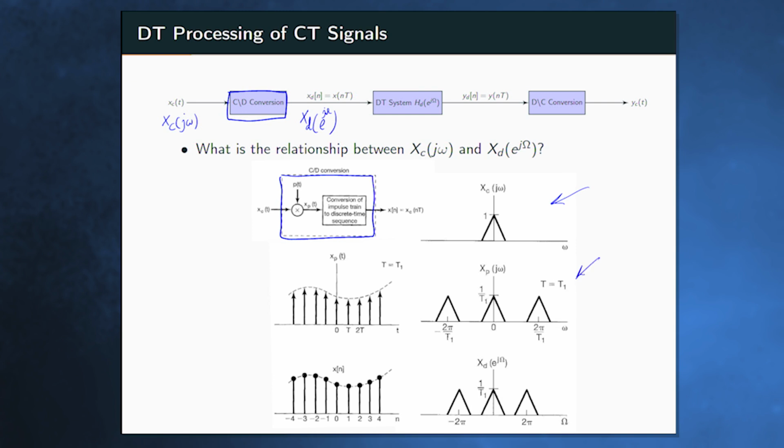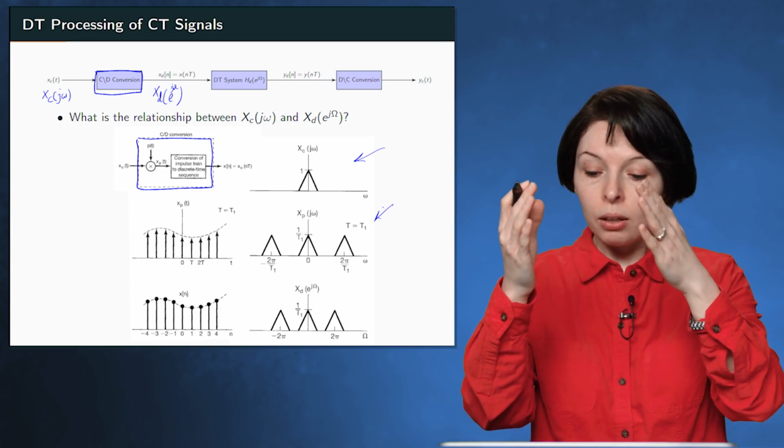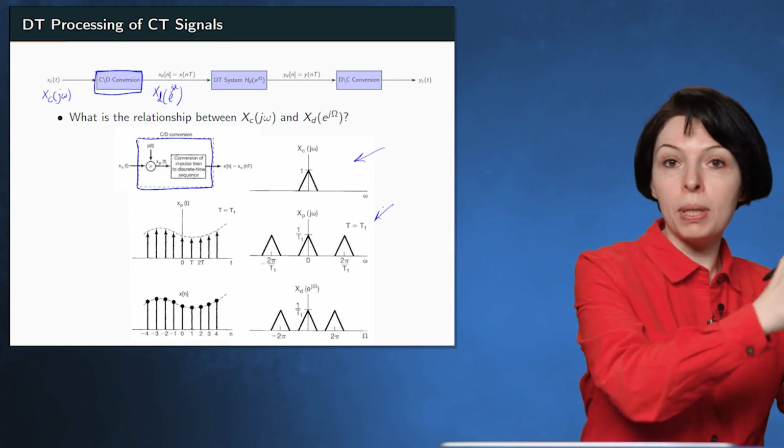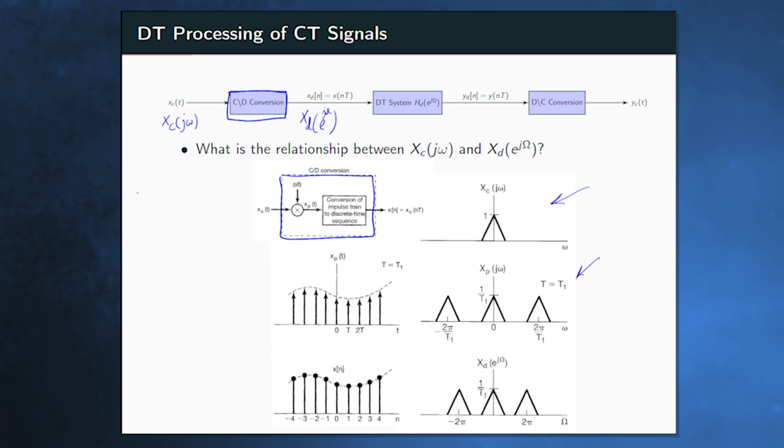From the previous lectures, you know that X sub p of j omega is going to look similar. The spectrum of this sampled signal is going to look like the spectrum X sub c of j omega, just repeated every 2 pi over T points. So we know that X sub p of j omega is equal to 1 over T times the sum of X sub c of j omega minus k times 2 pi over T, with k running from negative infinity to plus infinity. That's for our X sub p of j omega.